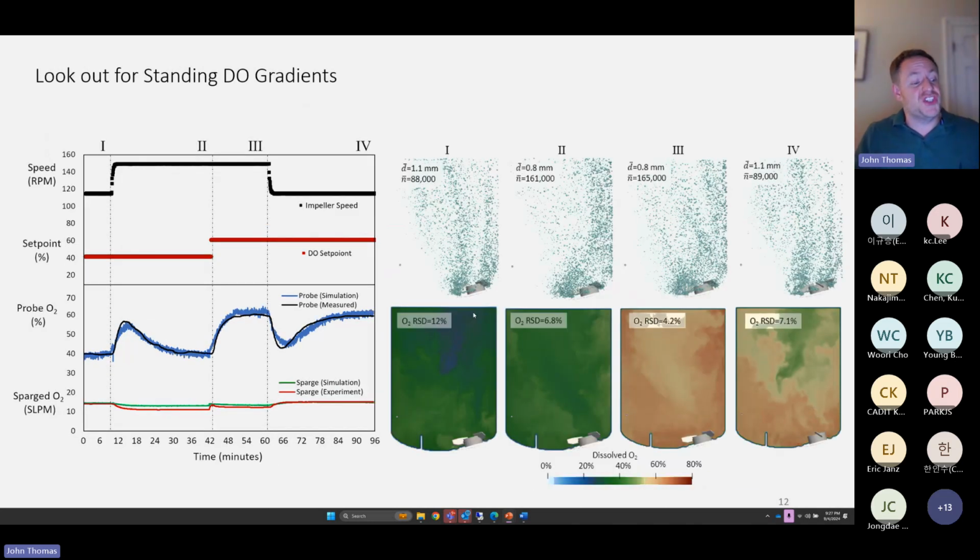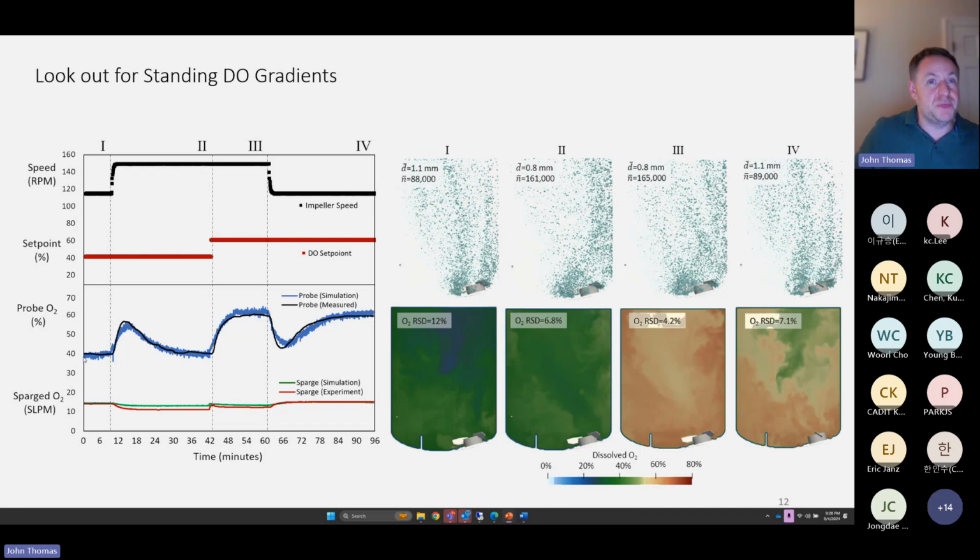And in fact, the simulation can show us things that are hard to see experimentally. Look at this here. I'm going to show 3 or 4 zones here: 1, 2, 3, and 4. These correspond to 4 different operating conditions. At operating condition 1, we have impeller speed of 115, DO set point at 40. What the system tells us is that the probe is indeed achieving the target value. What the experimental system doesn't tell us is that we have a dead zone in a region that's not being measured. Set again near the center of the vessel, the DO levels are only at 20%.